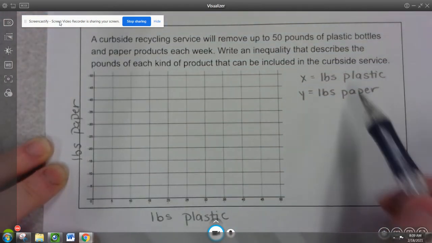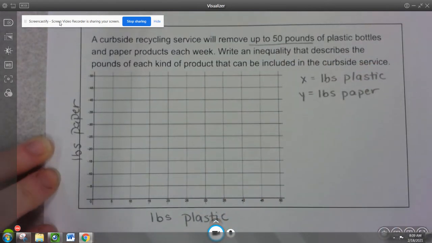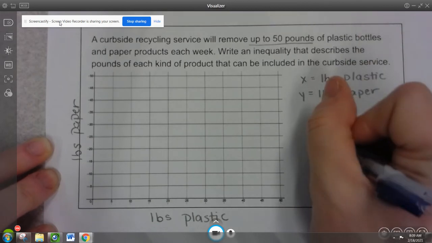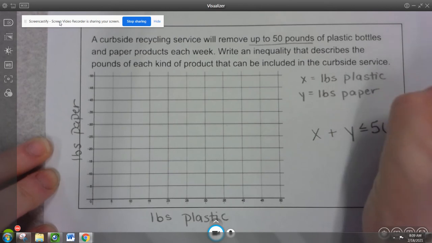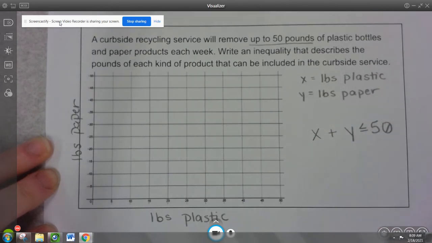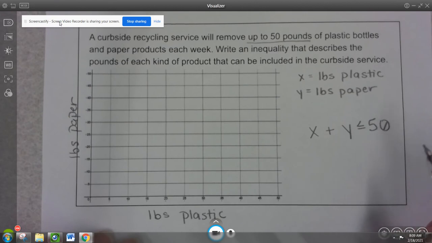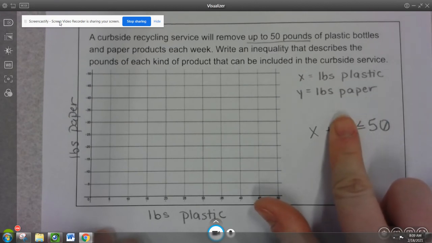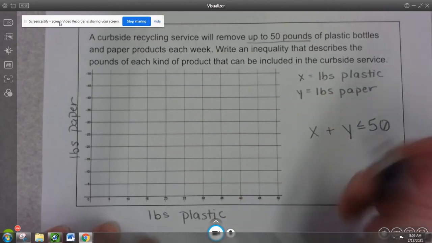So ultimately, these two things combined together are up to 50 pounds. If I have more than 50 pounds, they're not taking it. So that would mean that X plus Y is less than or equal to 50. Now, since this is a standard form inequality, I can find the X and Y intercepts. And it's nice because neither of these have a coefficient. So my x-intercept is going to be 50, and my y-intercept is also going to be 50.